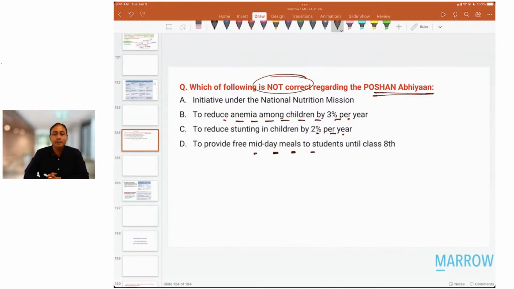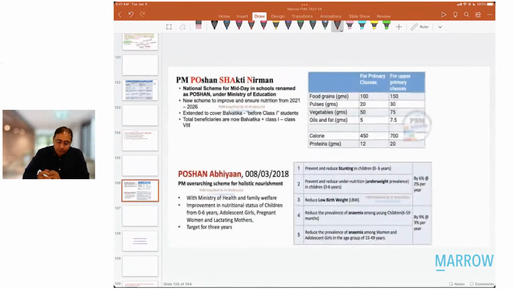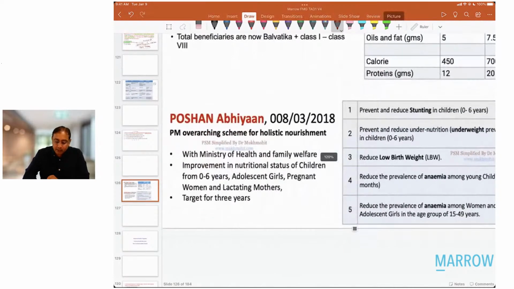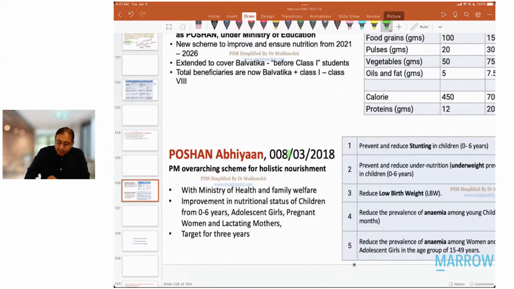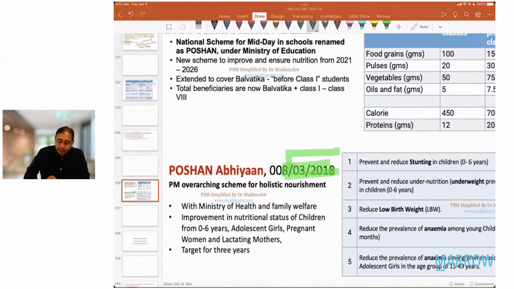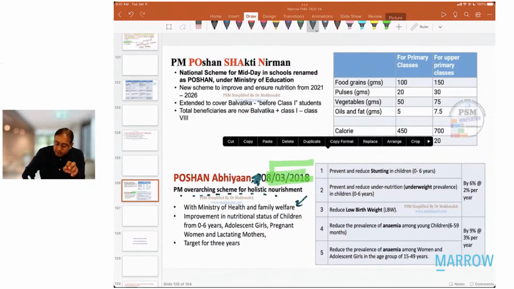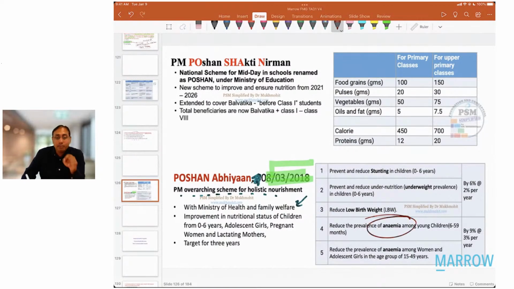So, what do you think is the false option? If you look at the midday meal system, Poshan Abhiyan, but it was started in year 2018 only. It was started in March 2018, 8th of March 2018. The full form of Poshan is Prime Minister Overarching Scheme for Holistic Nourishment, and it is launched by Health and Family Welfare. In this, we wanted to reduce the anemia prevalence by 3% per year and reduce the low birth weight, underweight, and stunting by 2% per year. That is 6% in total 3 years.